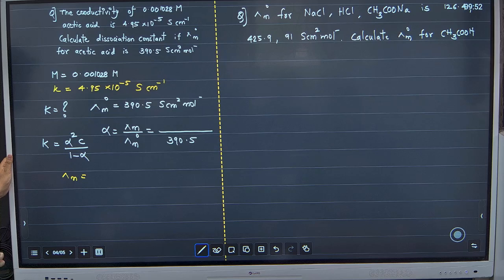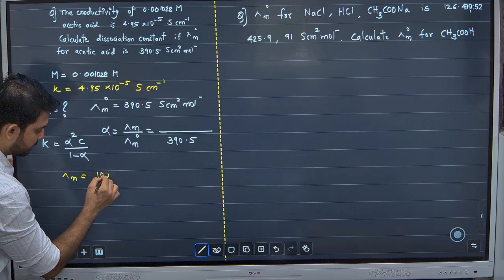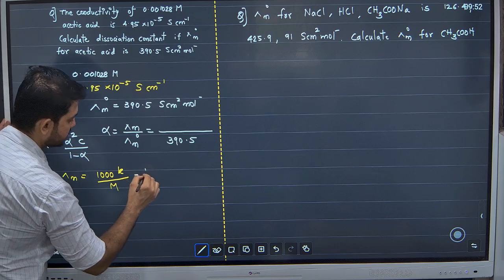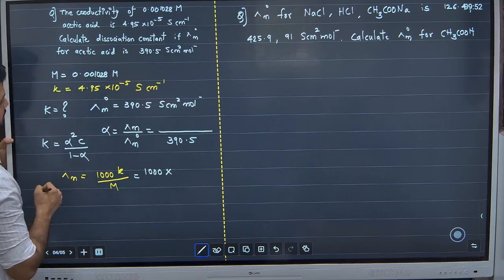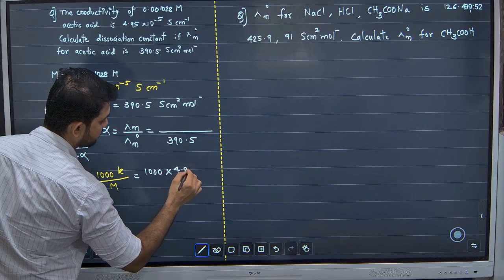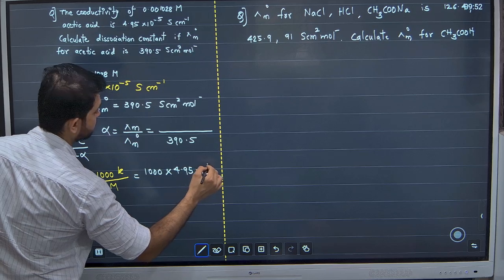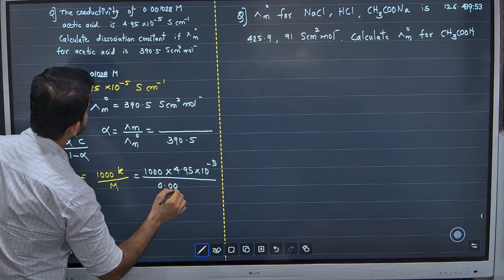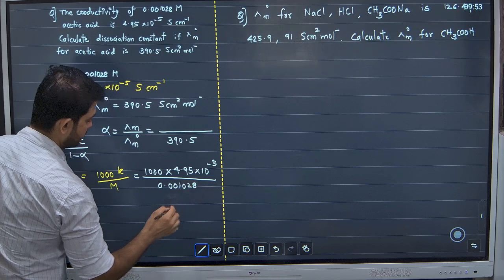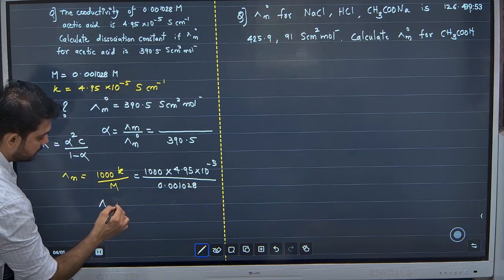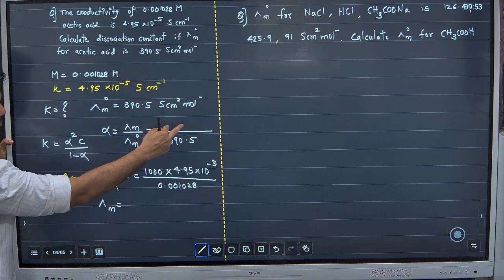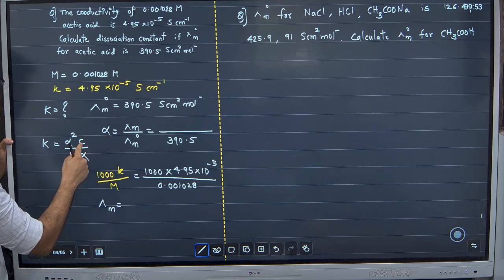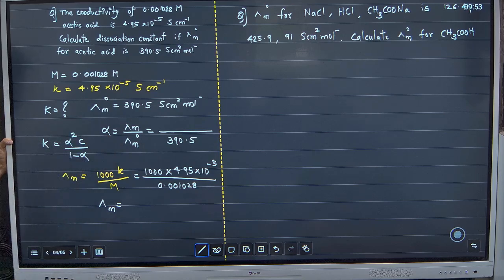What is the formula for lambda m? 1000 kappa by C. How much is kappa? 2.95 into 10 raised to minus 5 upon 0.001028. What will we get by solving this? Lambda m. This lambda m can be substituted here, and you will get alpha. That alpha and that C can be substituted and you will get K.